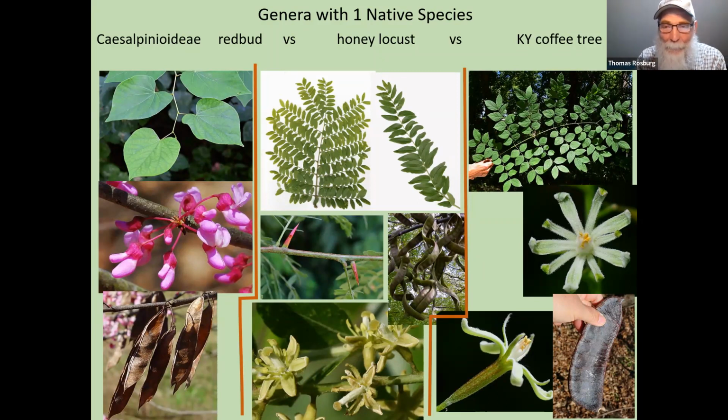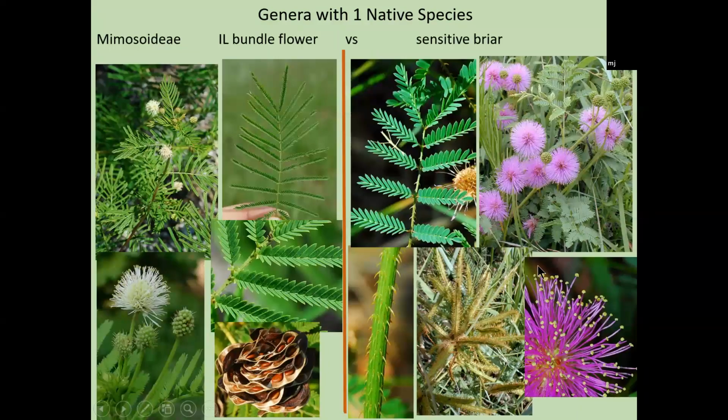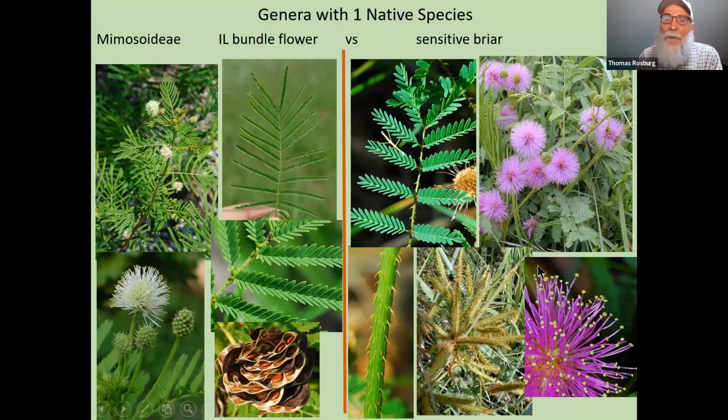So, let's get going. We've got some more slides to look at here. Let's look at the next slide, which is the Mimosoids, the 2 genera of Mimosoids: Desmanthus illinoisensis, the Illinois bundleflower, and Schrankia nuttallii, sensitive briar. That's now Mimosa, at least in some floras. Again, we'll see what happens in FNA. Both of these are going to look pretty similar because of the twice pinnate compound leaves.